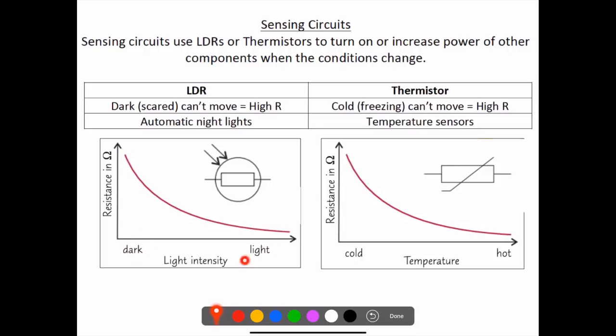Of course, therefore, in brightness, it's not scared anymore, it can run. It's not really scared, I'm just saying a good way to remember that. Now, thermistor. When it's cold, it's freezing. Again, freezing, can't move, high resistance. So when it's hot, it can flow nicely, and therefore the resistance is low. Okay, make sure you don't say scared or freezing in your exam. It's just a good way to remember this pattern.